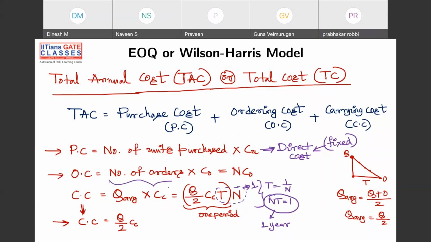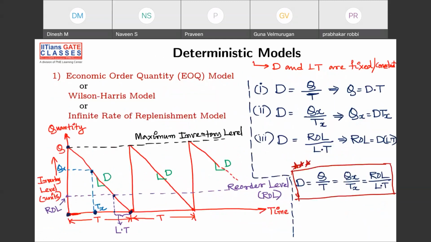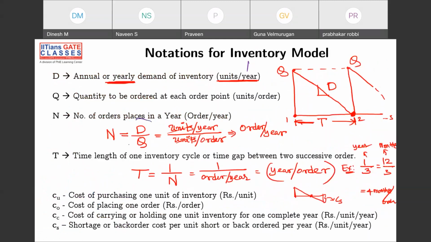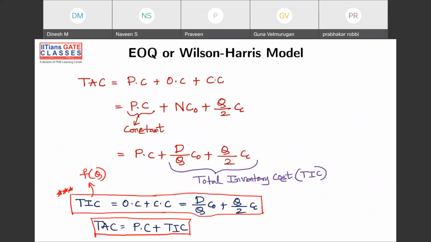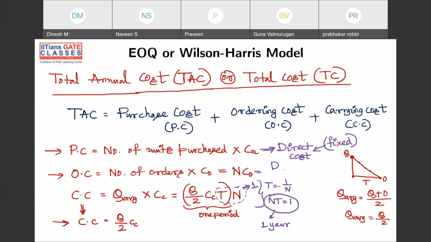The number of orders is given by n, and ordering cost is n into CO. In the previous slide, we have seen that the number of orders is given by D by Q. So here we can write ordering cost as D by Q into CO as well. Now next is carrying cost. Carrying cost is average inventory into CC. Average inventory I can write as Q by 2 into CC.